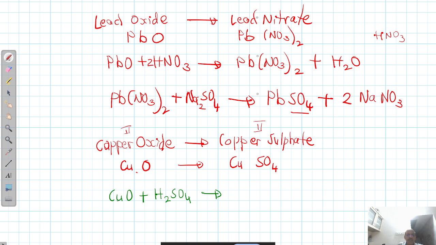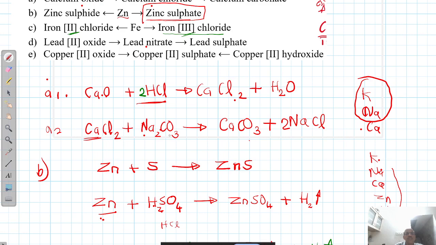Then what will happen? This Cu will replace the H2 here. So it becomes CuSO4 plus H2O. That's it. Simple. Okay. The last one we are going to go ahead with.